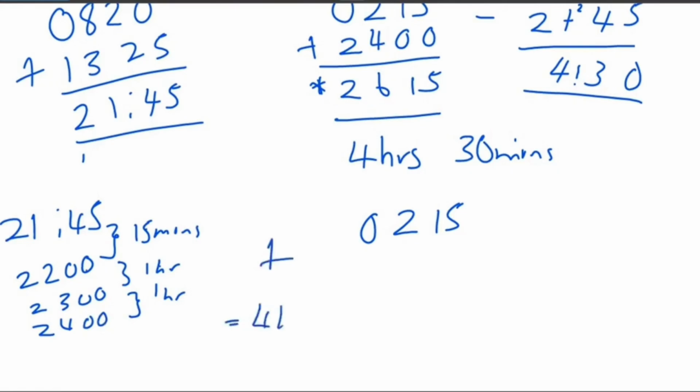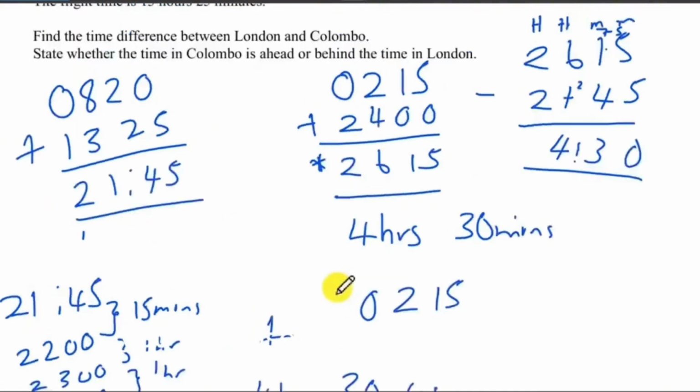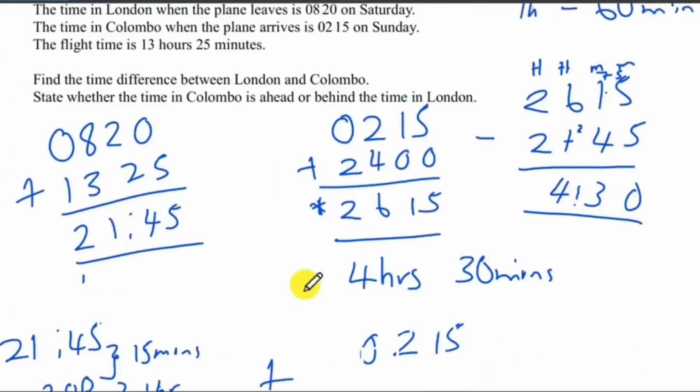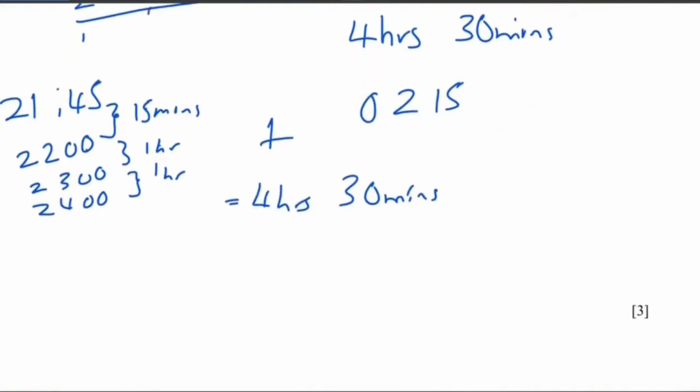Now, the next question which you're supposed to answer is whether the time in Colombo is ahead or behind the time in London. Because if it was in the same time zone as London, it would have arrived at 21:45, but it has arrived at 2:15 of the next day. So it means that as you travel to Colombo from London, Colombo is ahead in its time zone. So to answer the question, you're going to say 4 hours 30 minutes ahead of.